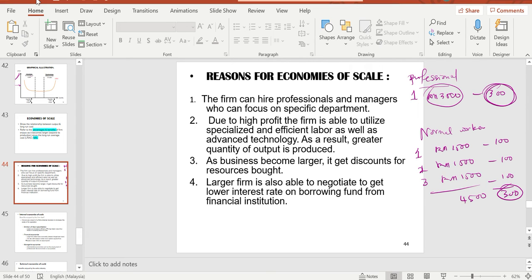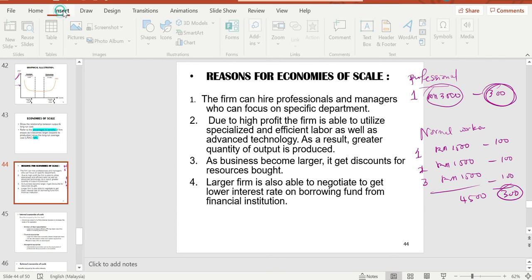Seorang dulu kita tak ada pengalaman, kita baru start establish buat business, kita tak tahu peluang kerja yang bagus yang mana. Bila dah kita long run, kita berada lama dalam industri tersebut, we already know how to find good workers for our company.